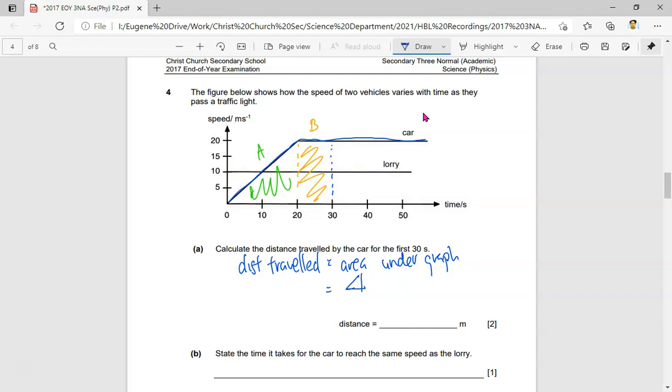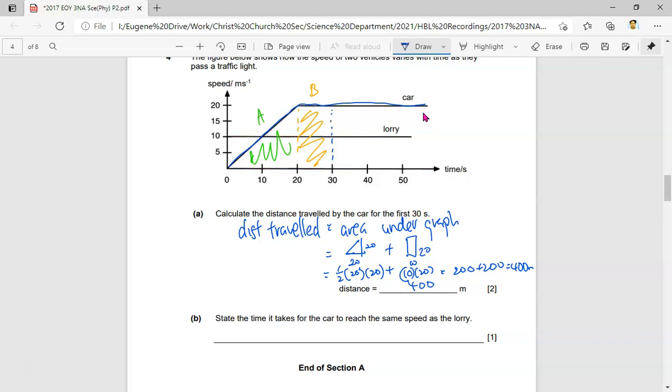The height of the triangle is 20. The base of the triangle is 20. B over here is a rectangle. The base is not 30. The base is actually 30 minus 20, which is 10. The height is 20. So half times 20 times 20 plus 10 times 20. What you're going to get is 200 plus 200, which is 400 meters. So the distance traveled by the car is 400 meters.